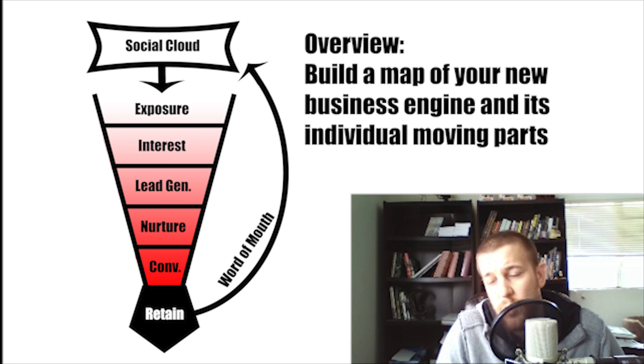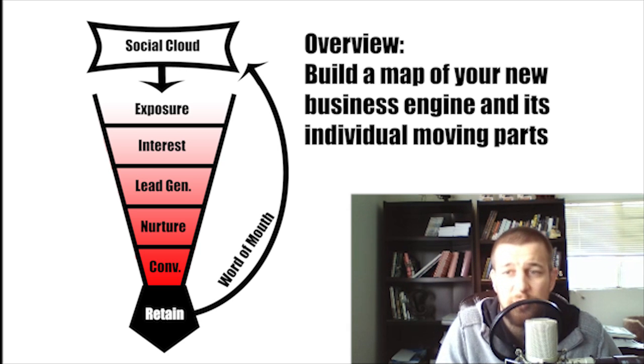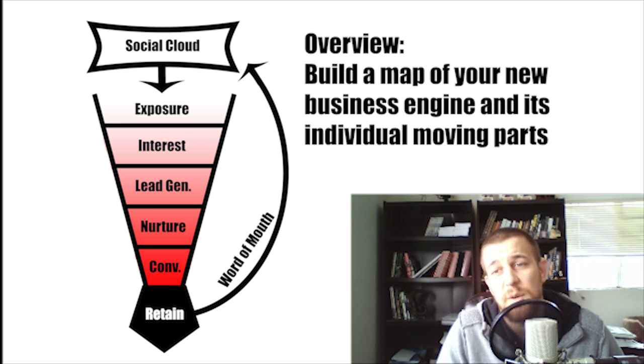So the way this map works is it maps the entire cycle of a person entering your business, learning about your business, eventually leaving your business, and they talk about it, then they go back and they talk to their friends about it. So we start in the social cloud. So the social cloud is basically all the conversations occurring around your business.